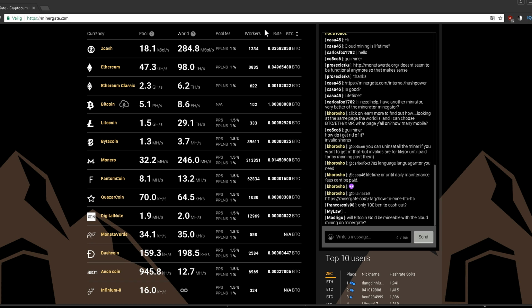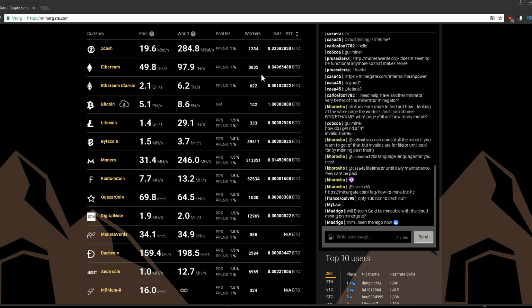So if you use this on 2 systems, you'll have 4 workers. So this number is literally how many mining programs are running on different systems on the Minergate pool. So that will be here on this pool.